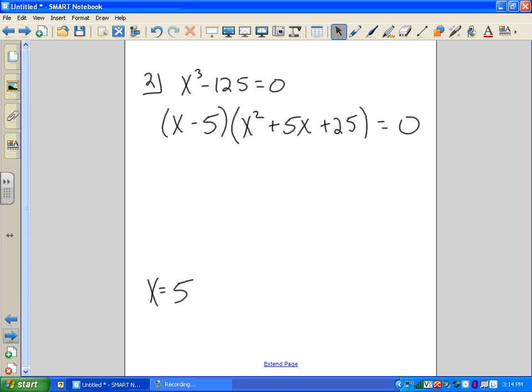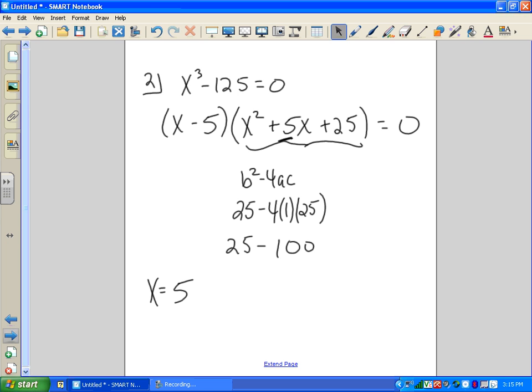So let's concentrate on this quadratic now. Notice it's not going to factor. It never does on a difference of cubes or a sum of cubes. And 5 is odd, so I'm going to use the quadratic formula here again. b squared minus 4ac will give me 25 minus 4 times 1 times 25. That's 25 minus 100, which would give me negative 75.